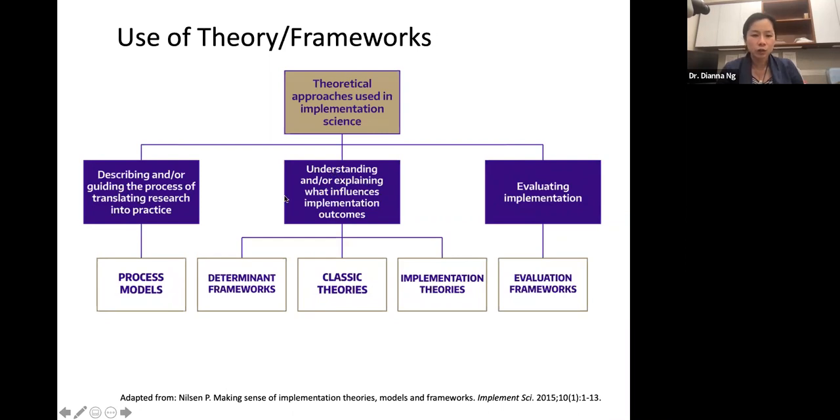And then they also use a lot of determinant frameworks, classical theories, implementation theories, which are a little bit more applied to really understand the different external and internal factors that influence outcomes and how you might want to implement something. And then also evaluation frameworks. A popular one, for example, is RE-AIM. There's a lot of acronyms. I'm not going to go over them, but essentially RE-AIM breaks down each and every component, so it allows you to systematically evaluate a program that you've introduced.